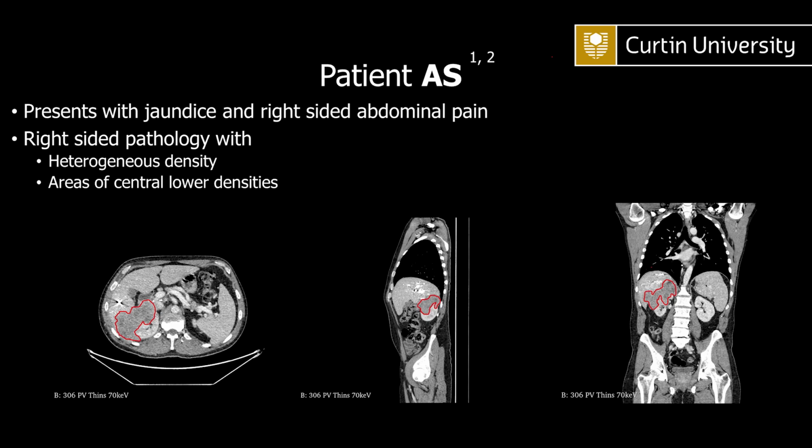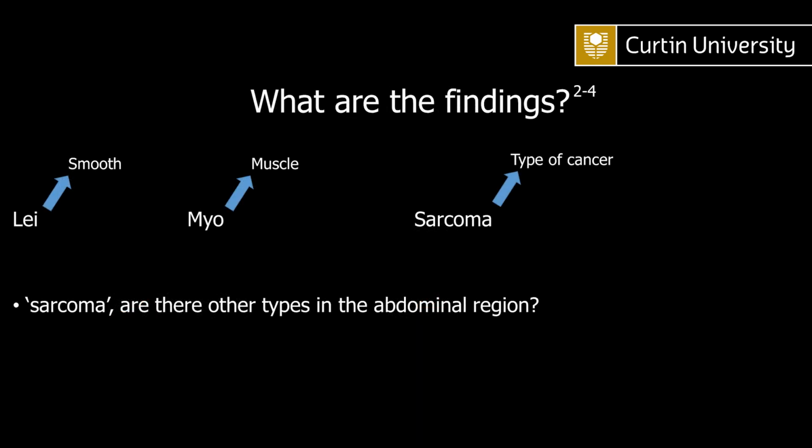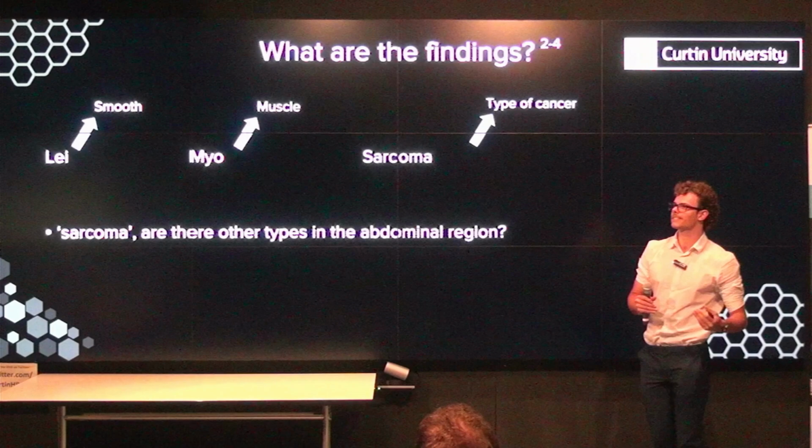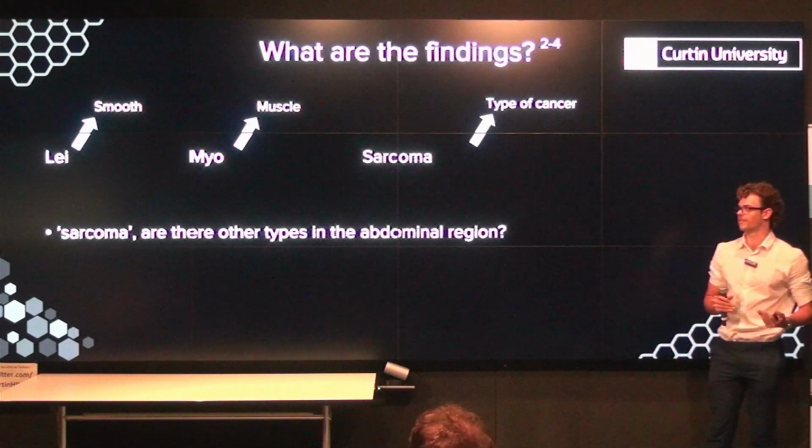Now we have another patient, AS. They present to us today with jaundice and right-sided abdominal pain. Again, their CT scan in the portal venous phase of enhancement shows a heterogeneous lesion with areas of central low density. This is right-sided and it's in the liver, and you've got the kidneys there. So what is this? This is called a leiomyosarcoma, and it originates from smooth muscle. It's a very silent cancer. It only causes symptoms when it impinges the function of vasculature or an organ. So in the case of AS, they're jaundiced because it's impinging the function of the liver.